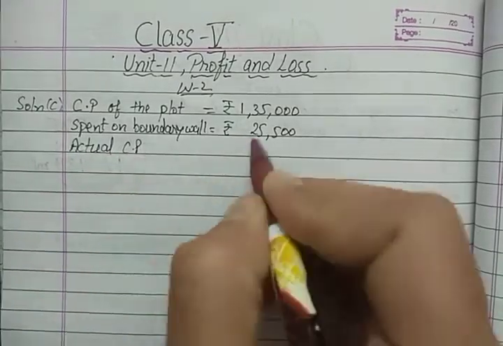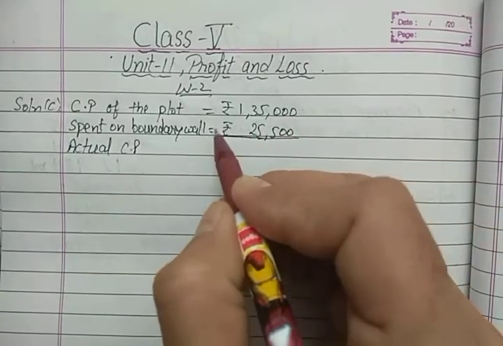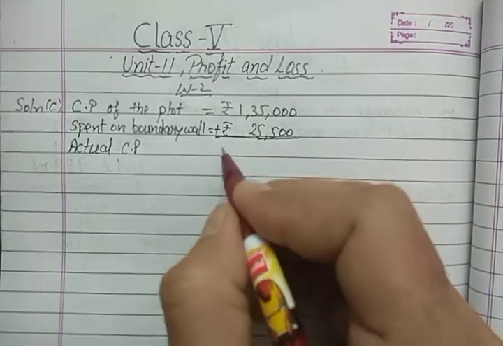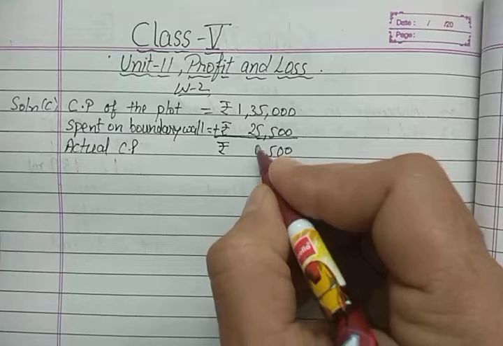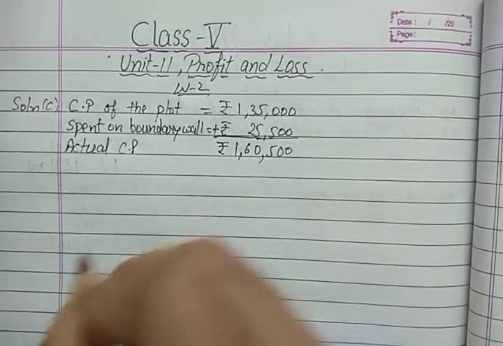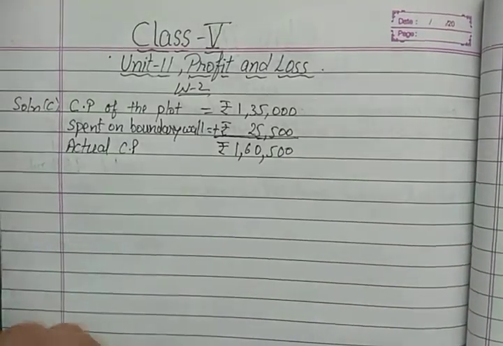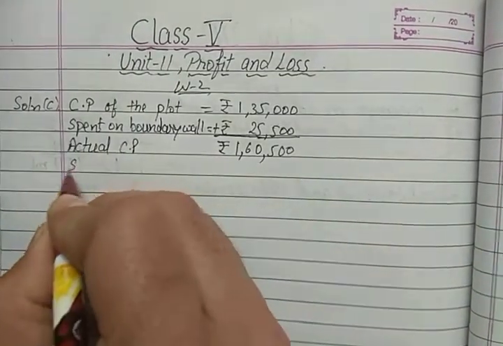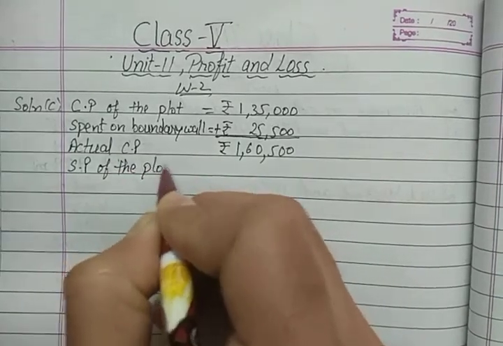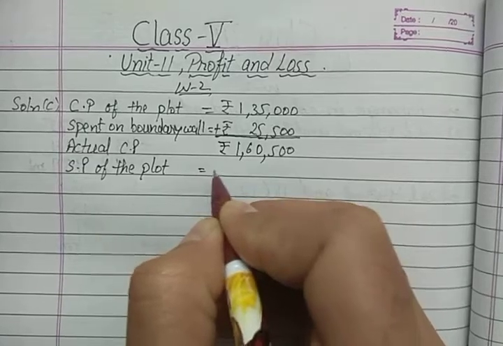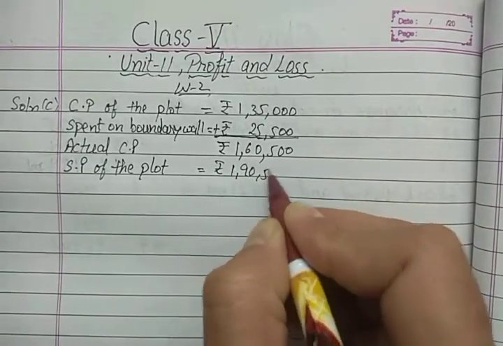We will find the actual cost price. Whenever we spend some extra money, we add it to the cost price to find out the actual cost price. So what is the actual cost price? That is 1,60,500. Right? So this is the actual cost price of the plot. Now the selling price is also given. Selling price of the plot, that is rupees 1,90,500.